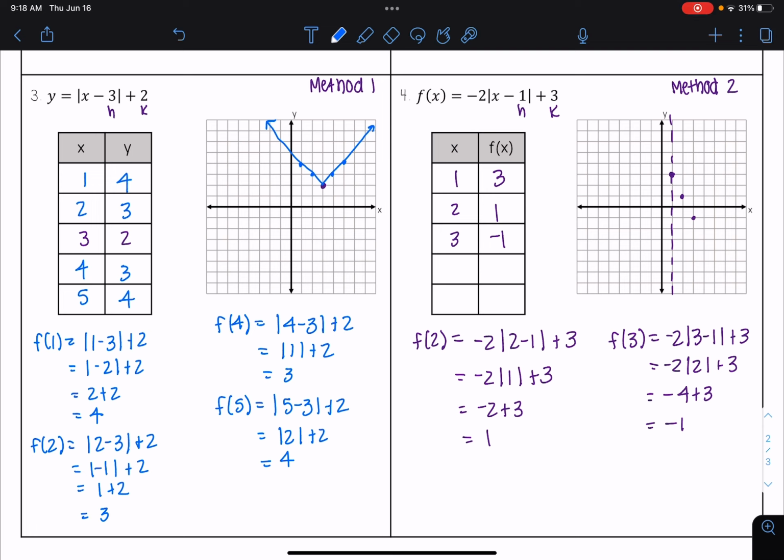So I'm going to go to my 2, 1, reflecting that across the axis of symmetry. I see it's 1 away from the axis, so I need to go 1 away on the other side. Reflecting 3, -1, I'm 2 away from my axis of symmetry, so I'm going to go 2 away on the other side, and I get that point. And now I can go ahead and draw my graph in.